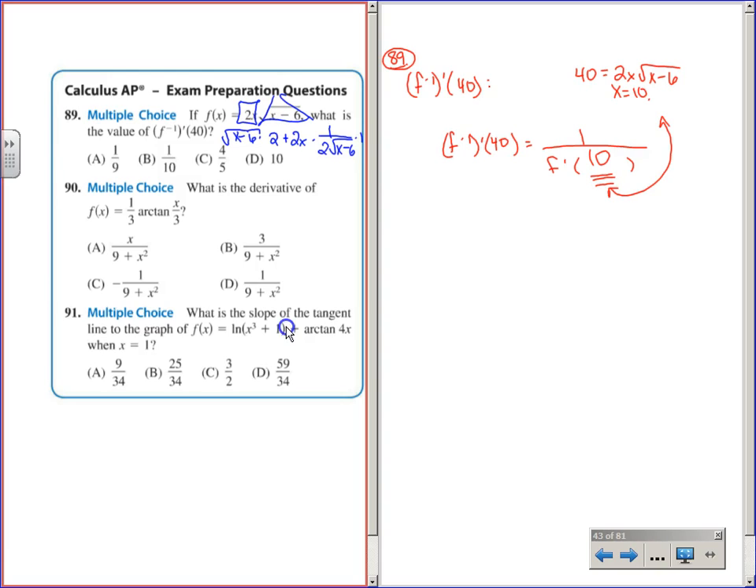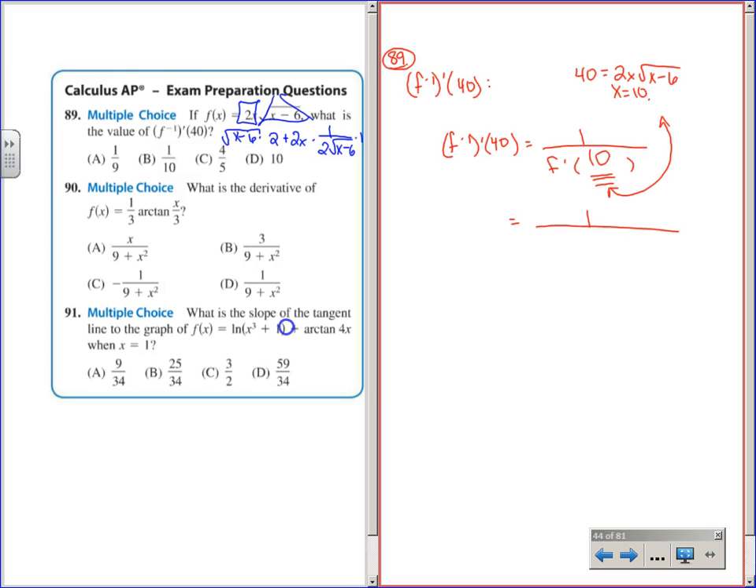Could we make it pretty? Sure. Could we not make it pretty? Sure. So I'm going to go ahead and have the square root of 10 minus 6 is 4 times 2 plus 2 times 10 times 1 over 2 square root of 10 minus 6 is 4. I have, what do I got? That's going to be 2, right? 2 times 2 is 4. That's going to be 20. That's going to be 2. 2 times 2 is 4. So I end up with 1 over 4 plus 20 over 4, which would be 1 over 9.